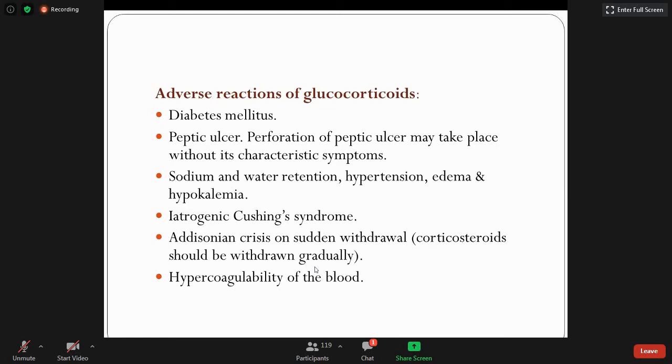If a patient is taking glucocorticoids for a prolonged period of time, it is advised not to stop the glucocorticoids suddenly. We are going to taper off the dose. We are going to stop the drug gradually, not suddenly, because due to the feedback mechanism it will suppress the activity of the adrenal gland, causing adrenal insufficiency, right? And the adverse reaction of hypercoagulability of the blood we have also already discussed.